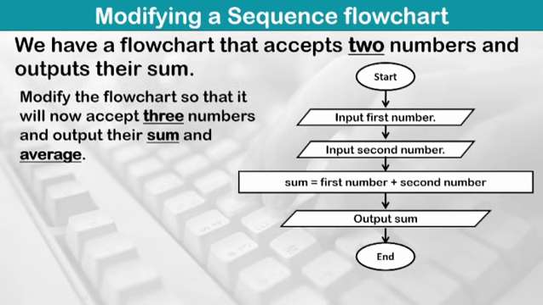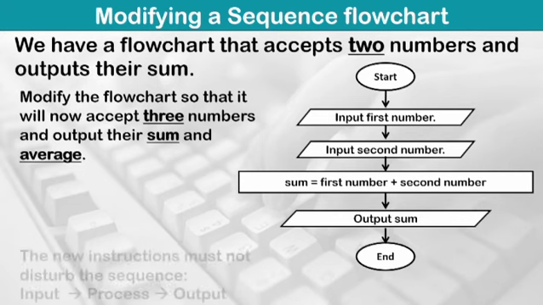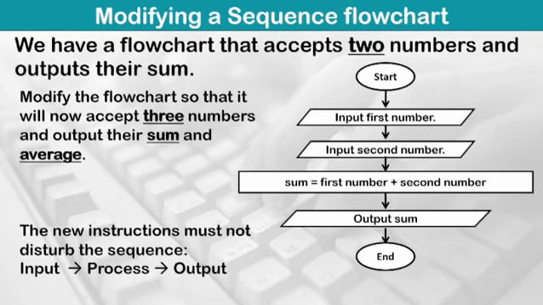Modify the flowchart so that it will now accept three numbers and output their sum and average. The new instructions must not disturb the sequence: input, process, output. Let us proceed.